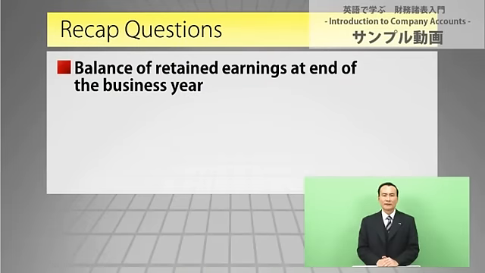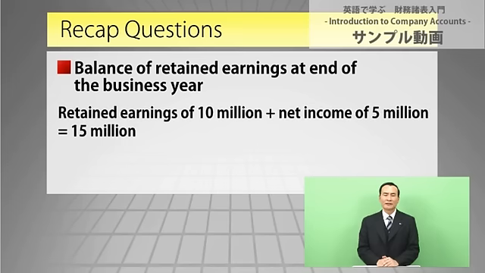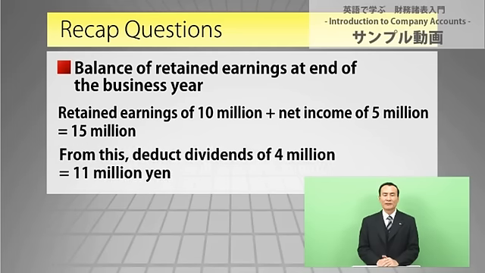I think the answer is fairly straightforward. You add the beginning retained earnings of 10 million to the net income of 5 million, which means 15 million yen. From this figure, you subtract the dividends paid of 4 million, and so you should then get 11 million.